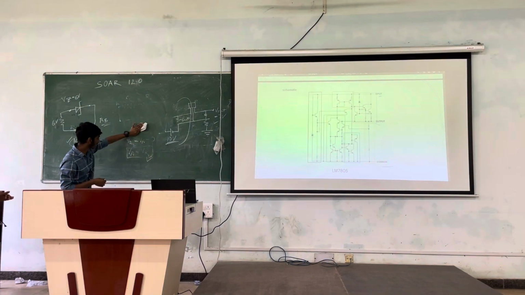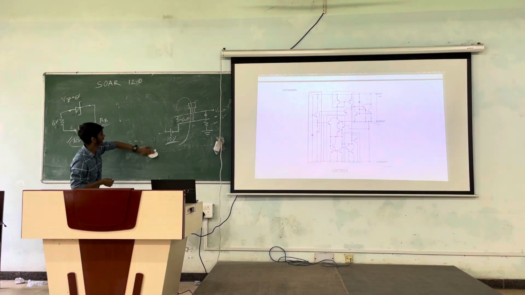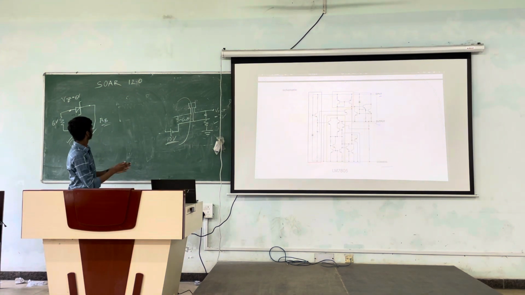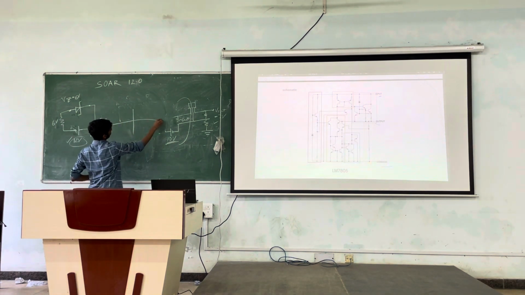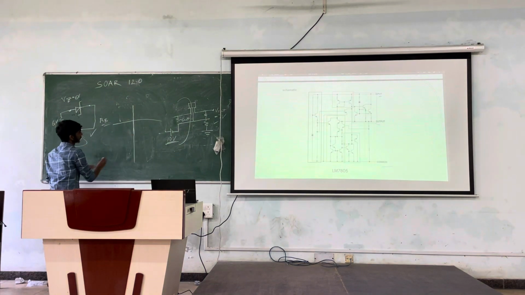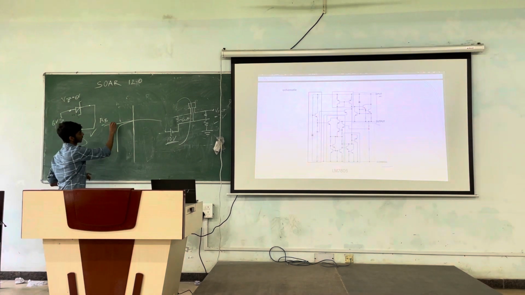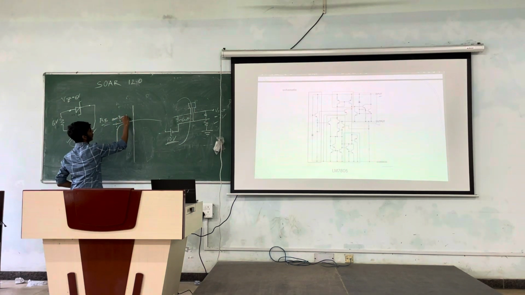I don't know why I'm getting so much into this Zener diode, but let me explain this thing. It's a very basic thing. You might have also seen this Zener diode characteristic curve. It follows this curve here in reverse bias, and this point is called the Zener breakdown voltage.